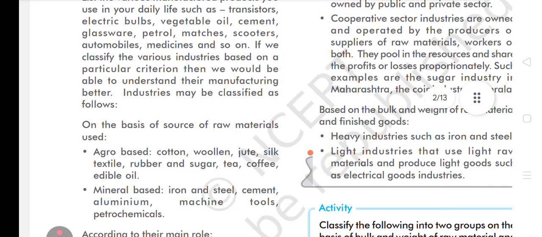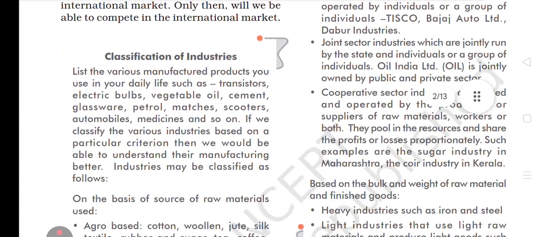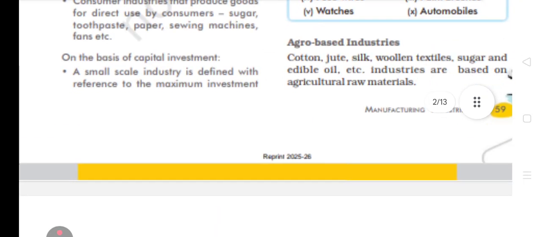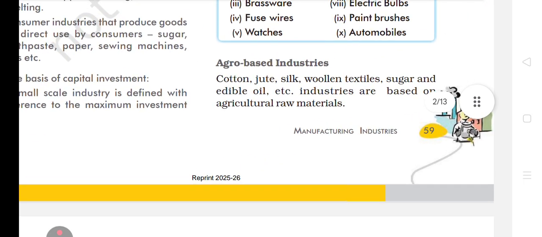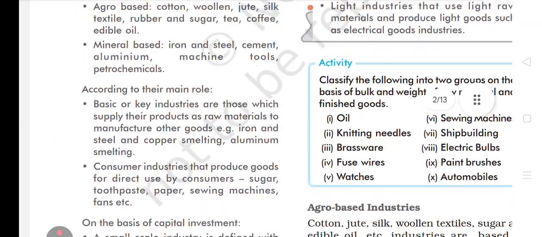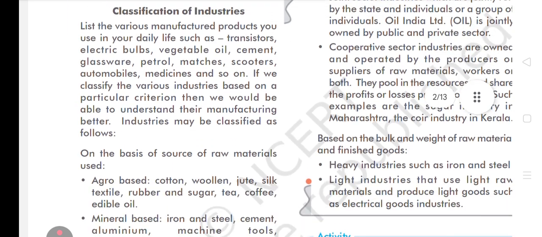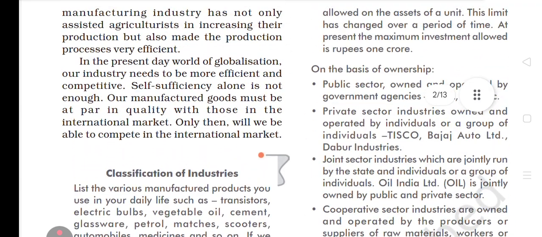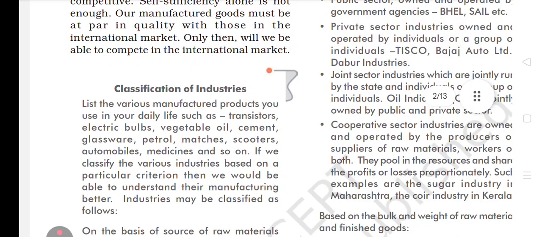Classification of industries is given. Okay, so dear students, if you remember, those children who have old books, in old books the contribution of industry to national economy is also given as one part, then industrial location is also given. But since this is not in the new book, because I am referring to the new book, reprint 2025 to 26, that is not given, so we will directly start from classification of industries.